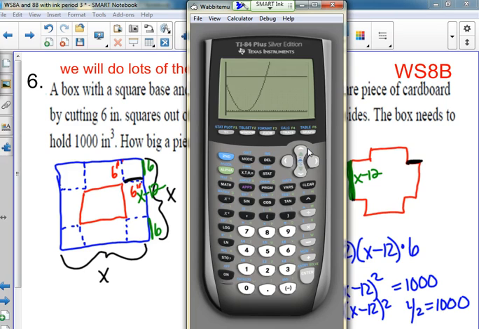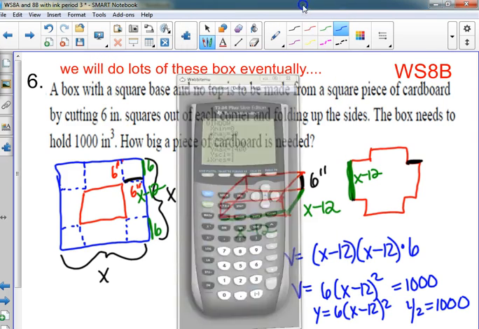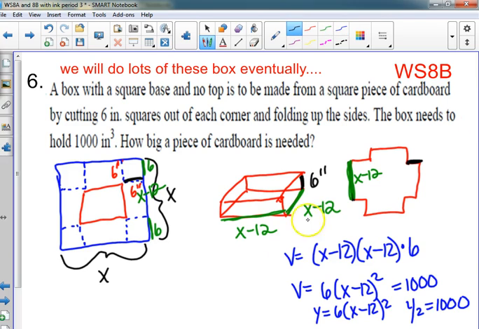Okay. So my window, I could have gone like 30. All right, this is a pretty good window that I have going here. I don't remember what I have for a window. Let's go back here. I have 0 to 30 and negative 100 to 1,400 for my X and Y window.